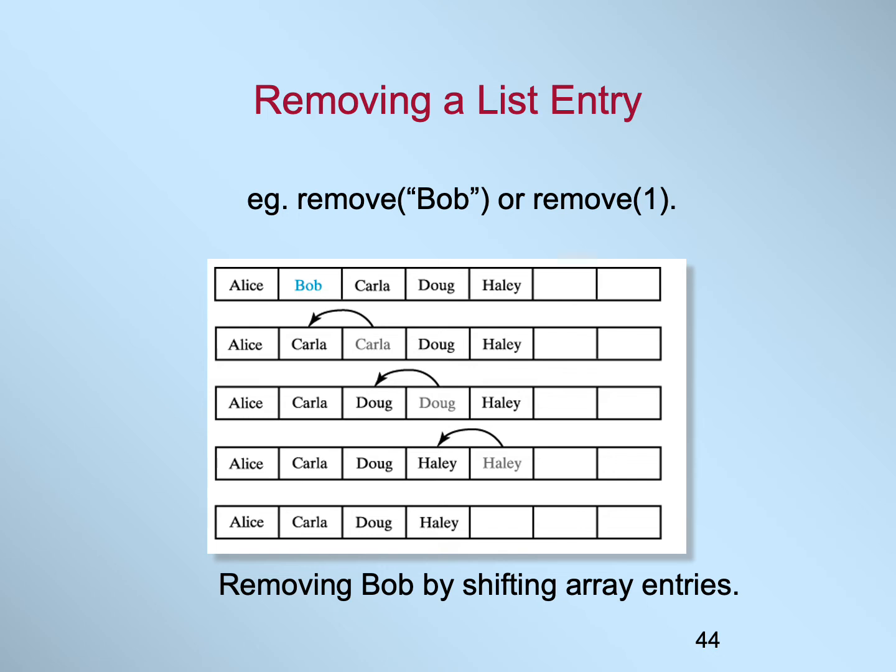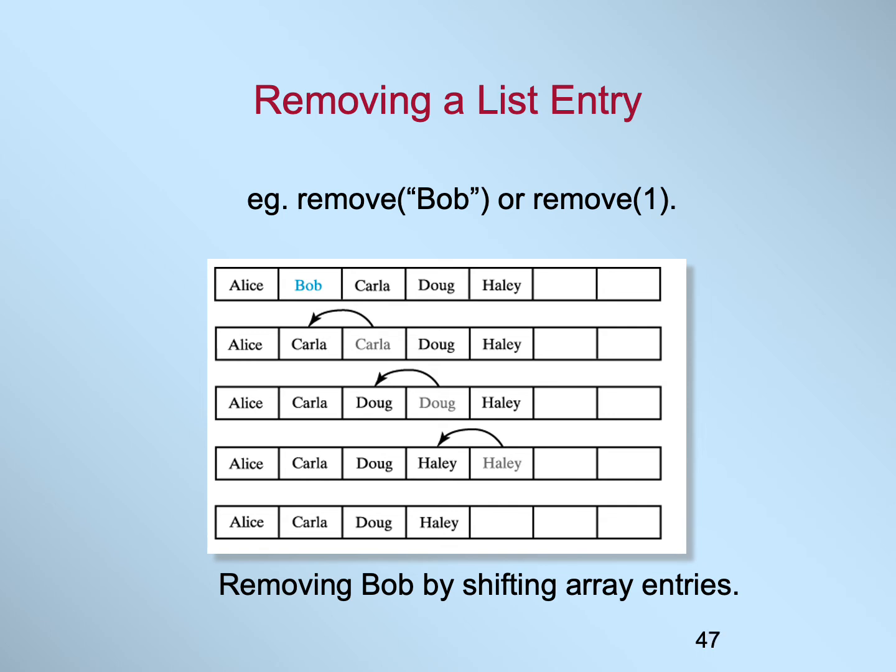This figure shows what happens when we try to remove a list entry. For example, we are removing Bob, or we can write it as remove 1, where 1 refers to the index number. You can try it out to see if you write Bob or if you write 1, does it change the same thing? When this method is used, Bob is removed. Then Carla, Doug, and Haley will be shifted to the left by 1. So the size of the array has been decreased by 1.